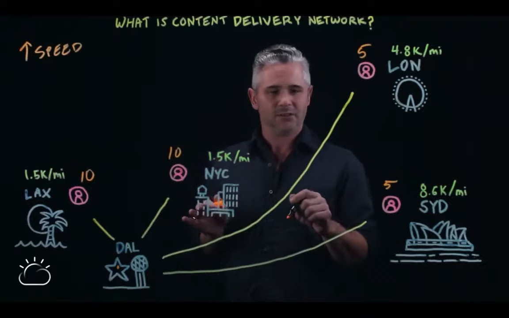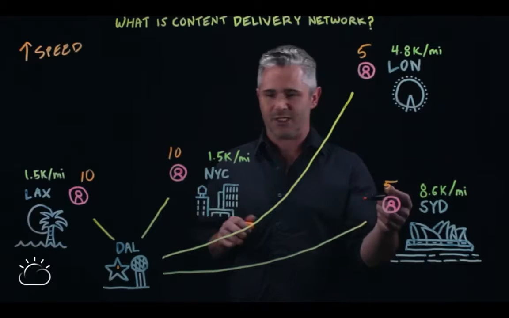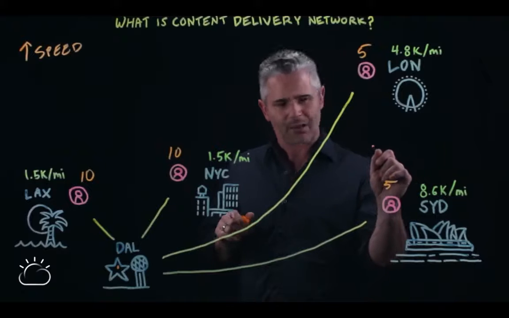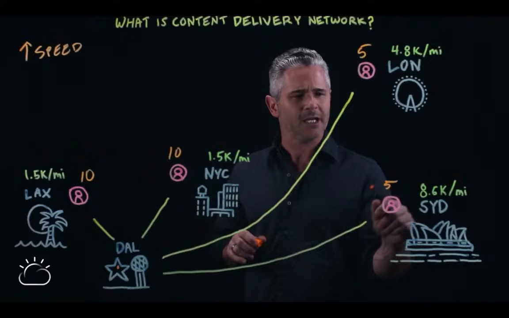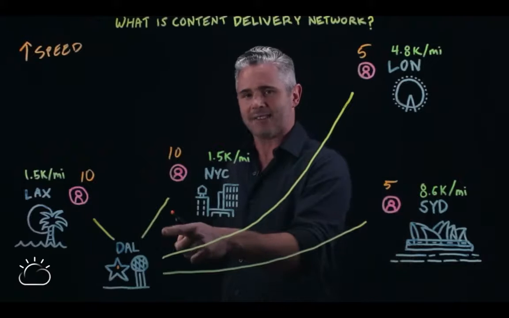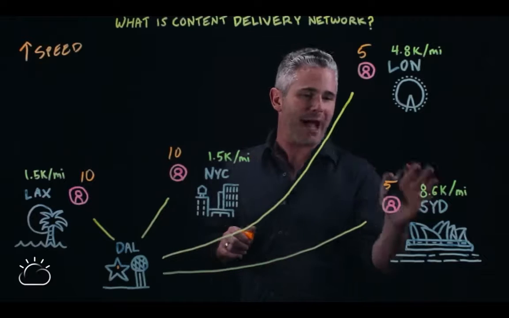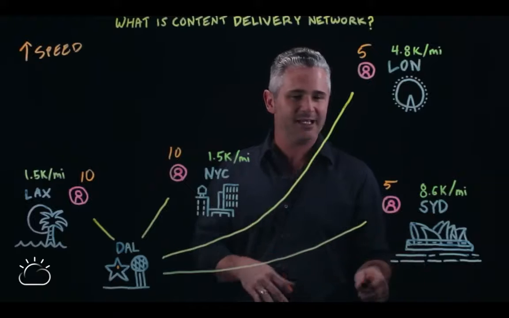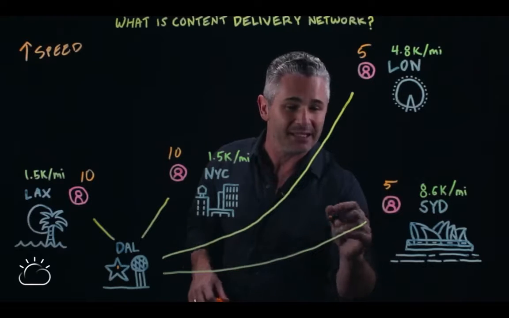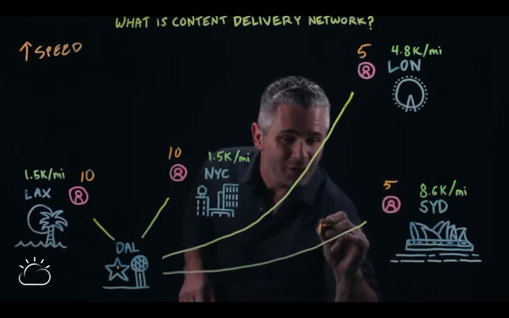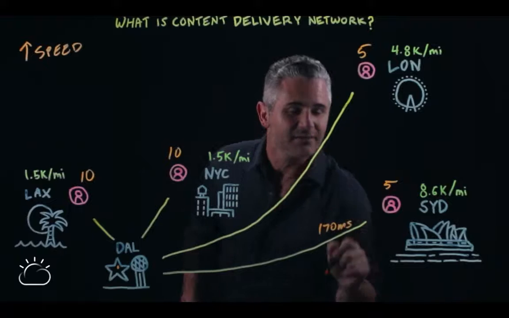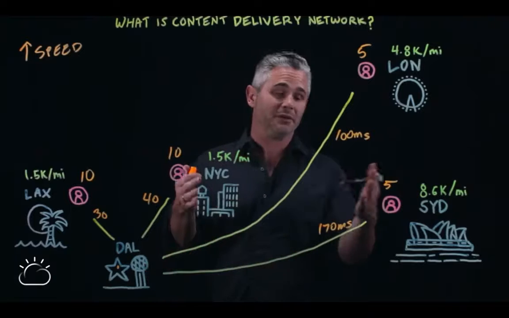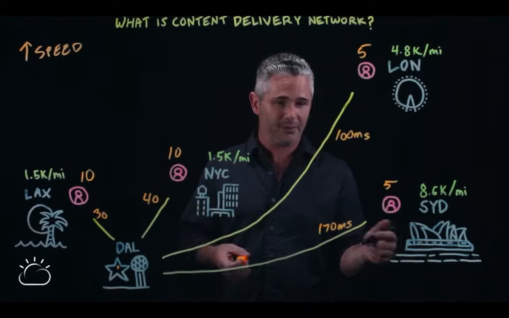Let's follow a set of these users in their journey. Let's look at the users down in Sydney. They make a request to the website. They've got an 8,600-mile hike to Dallas and then an 8,600-mile hike back. The amount of time that takes is usually measured in milliseconds, and just that round trip might be about 170 milliseconds. The further you're away, the longer it takes, and ultimately the slower the website will be for you.